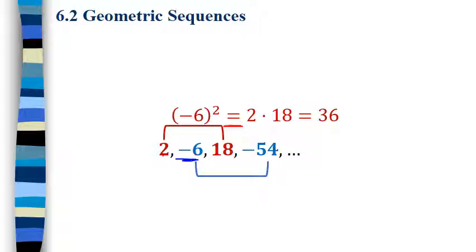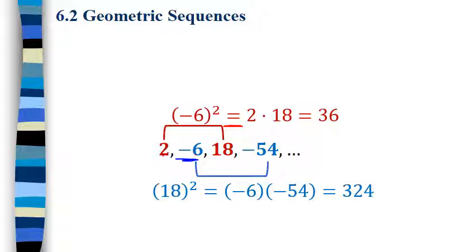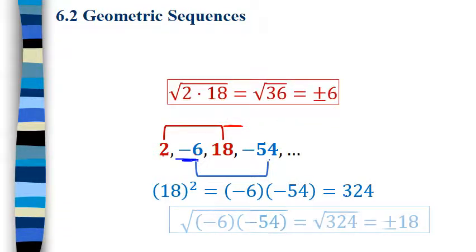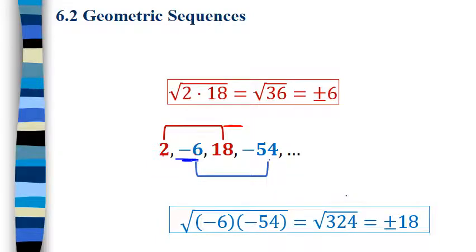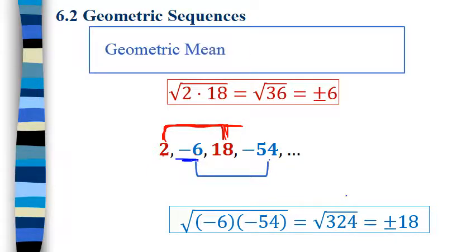And in fact, this happens for any two non-consecutive terms, because negative 6 times negative 54 is 324. 324 is a perfect square, 18 squared. And so this concept where we take the square root of the product of two numbers, we get what's called the geometric mean. That is the value that is in between those two numbers in a geometric sequence.